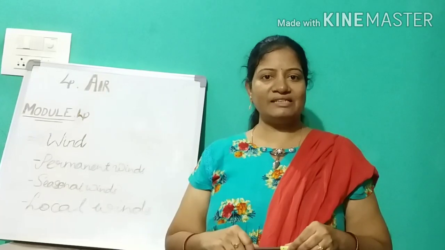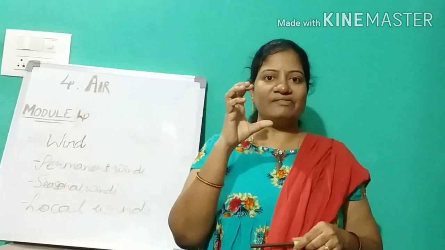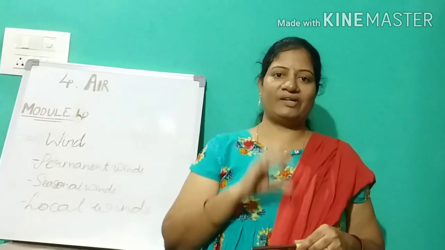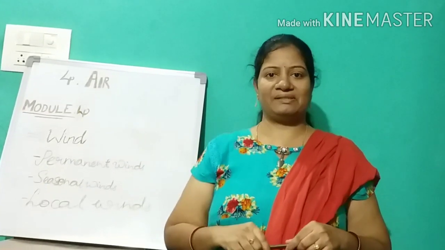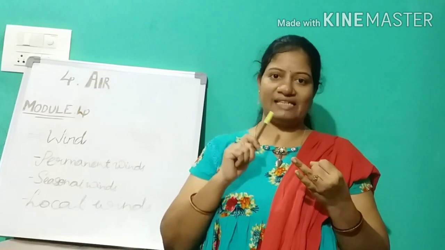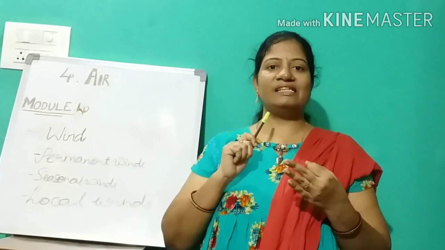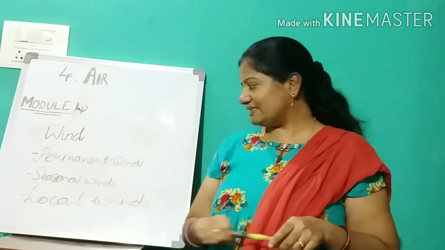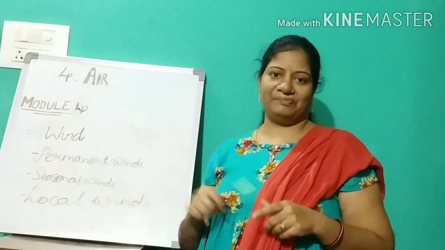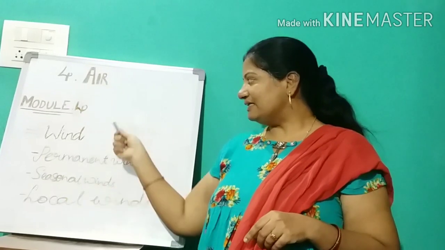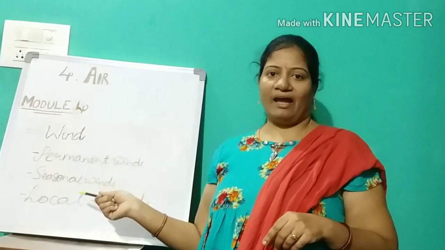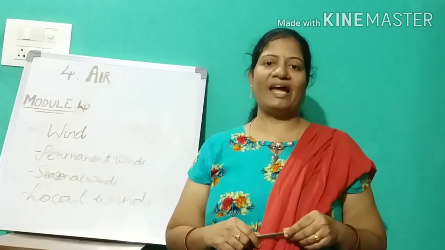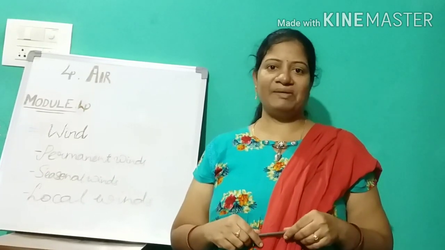Local winds have different names in different parts of the world. For that we have four examples: the Lu, the second one the Harmattan, the third one the Foehn, and the fourth one the Chinook. These are the four local winds we have. So children, this is about wind, and based on the pressure belts we have different kinds of winds. I hope you understand the topic. We'll meet you in the next module.